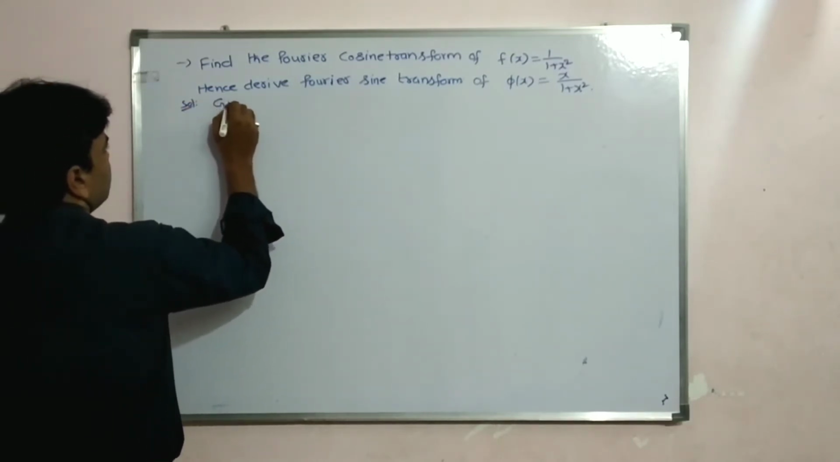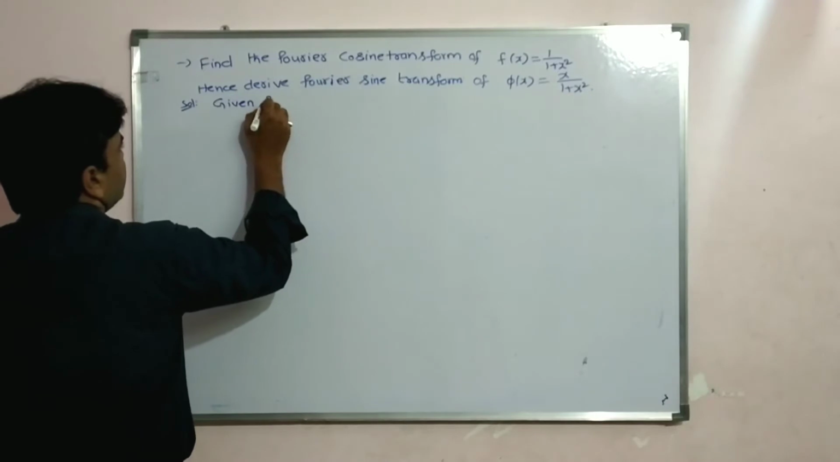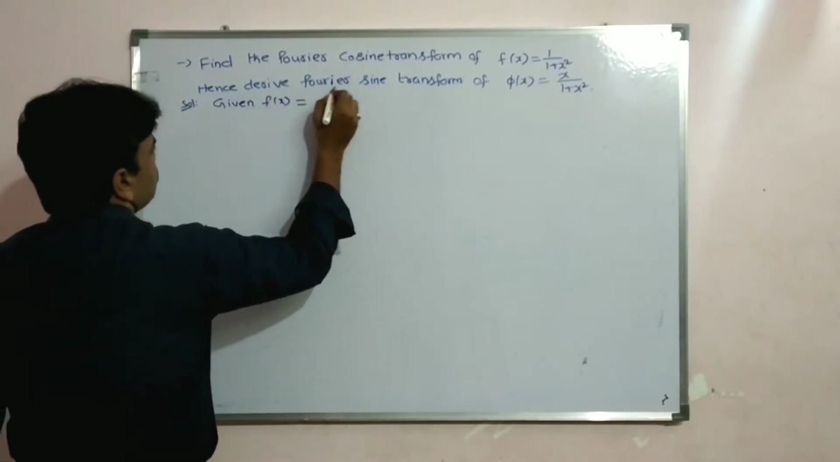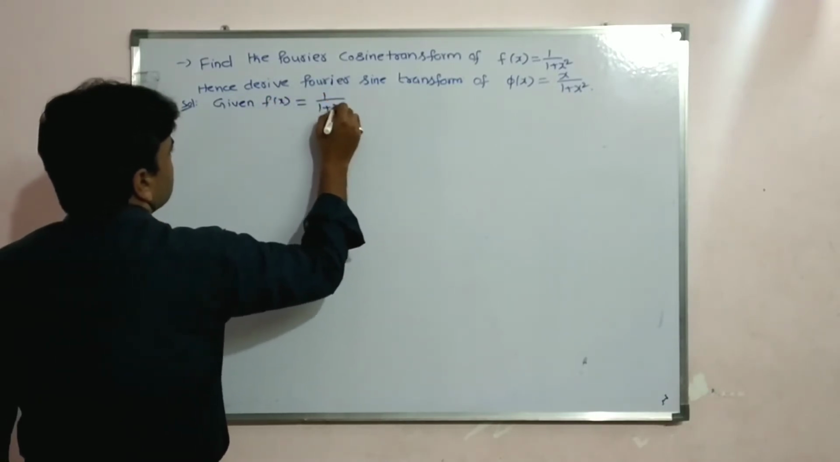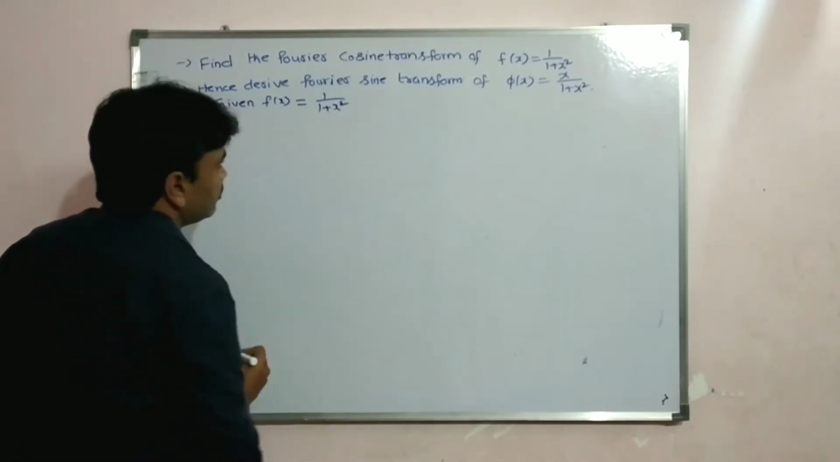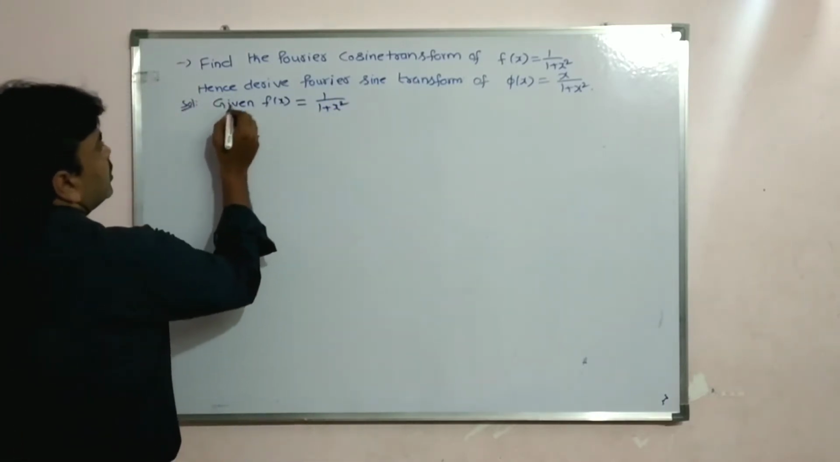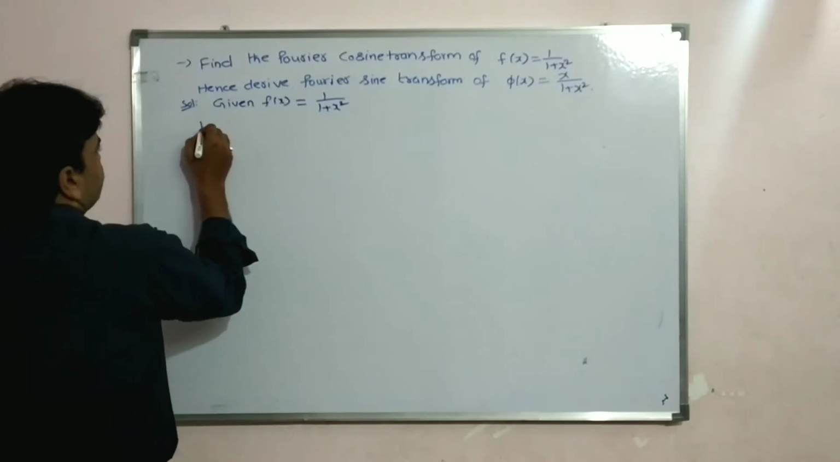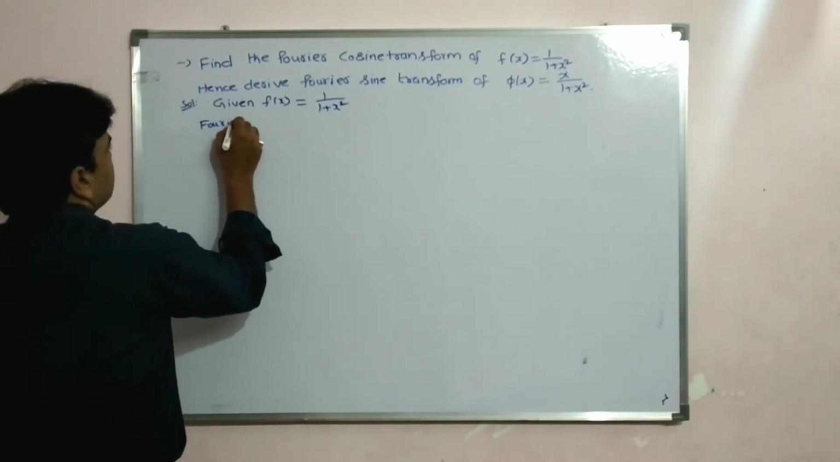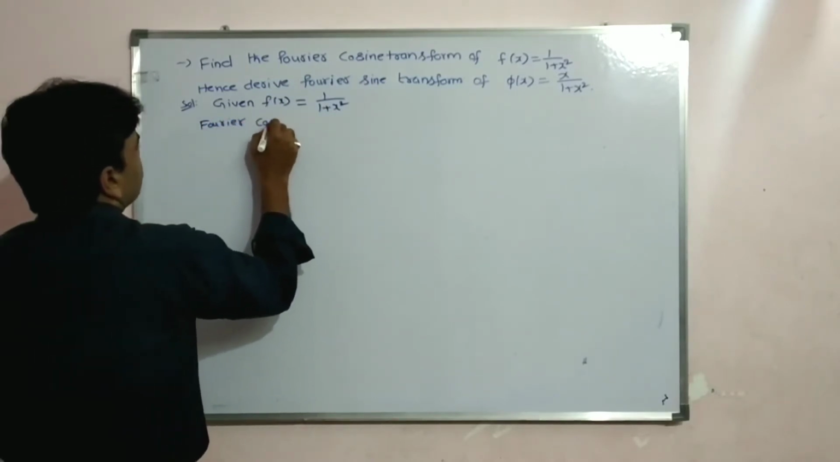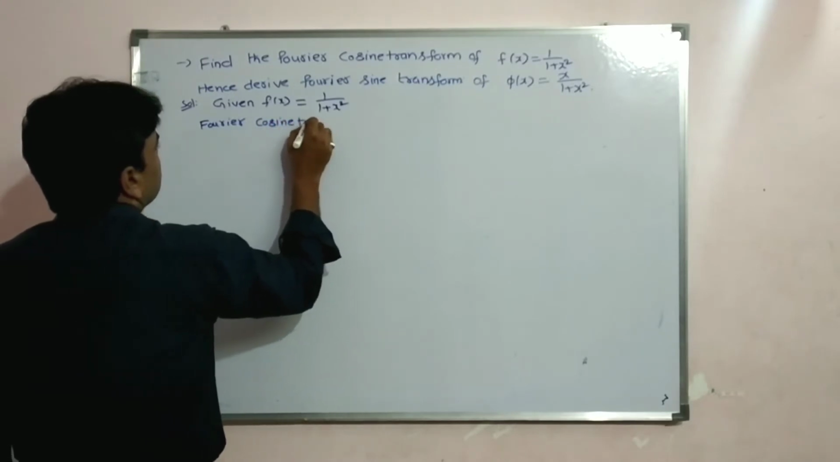Given f of x is equal to 1 by 1 plus x square. Now, Fourier cosine transform, students.